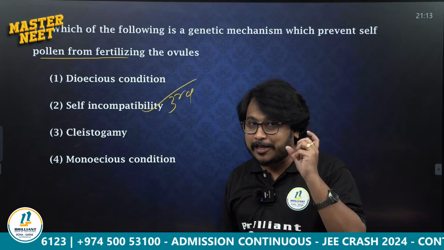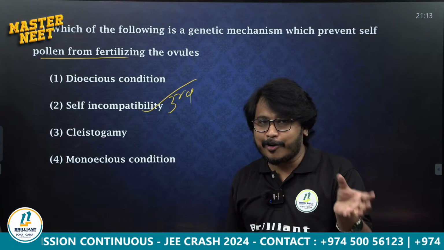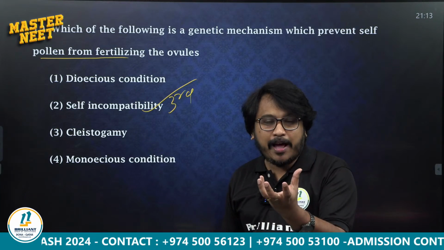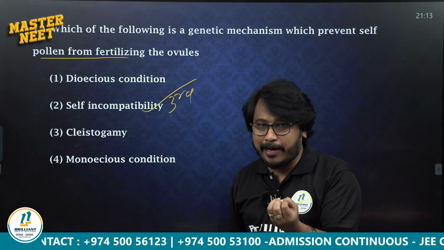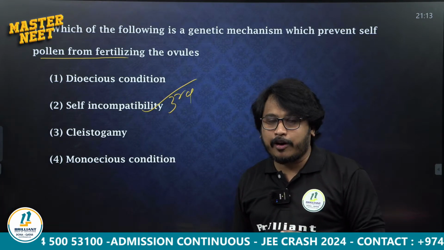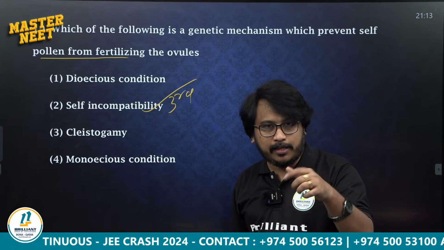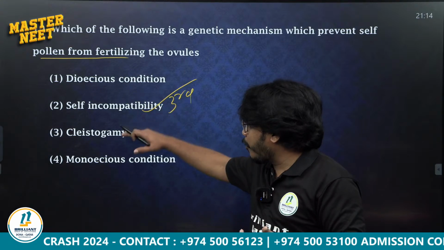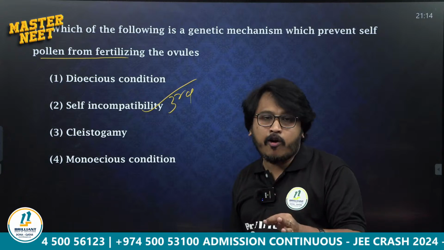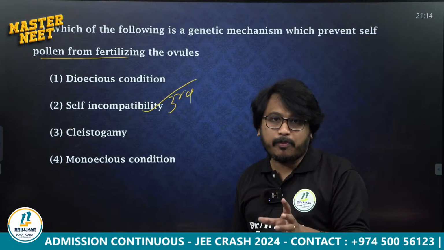Then cleistogamous flowers, remember, are invariably autogamous. That means closed flowers. They will never undergo cross-pollination, only self-pollination. Monoecious condition: if the plant has both sexes, either a bisexual flower or both male and female flowers, like maize and castor, they can undergo only what? Self-pollination. Maize and castor, it is geitonogamy. But if a bisexual flower is present, there is a chance of autogamy. So all the remaining are adaptations of naturally self-pollinating plants, whereas self-incompatibility or self-sterility is an adaptation of naturally cross-pollinating plants.